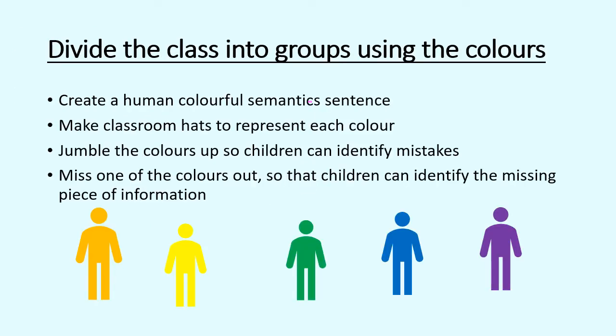You can create a human colourful semantic sentence, so you can put them into groups of different areas that you'd like them to work on, and then when they present it to the whole class, they can read the sentence. You can try jumbling the children up as well so that you can assess their knowledge by identifying the mistakes and helping them to fix a sentence. If there's a group of children who tend to miss out key vocabulary in their writing, you can remove a child to help them to identify what they need to include to help the sentence make sense again.